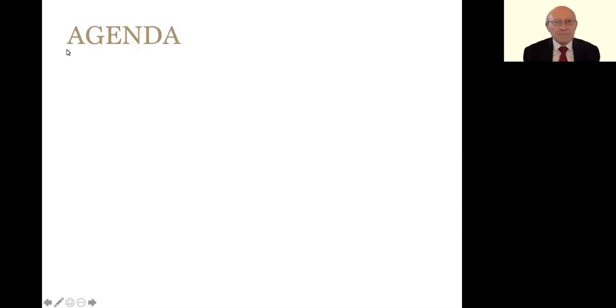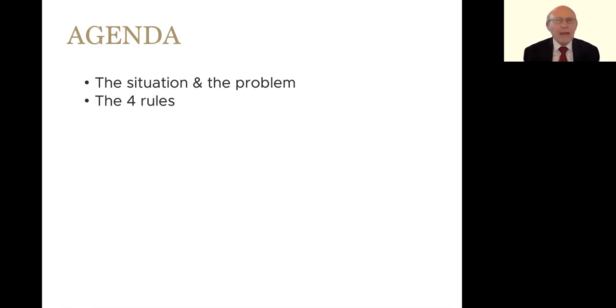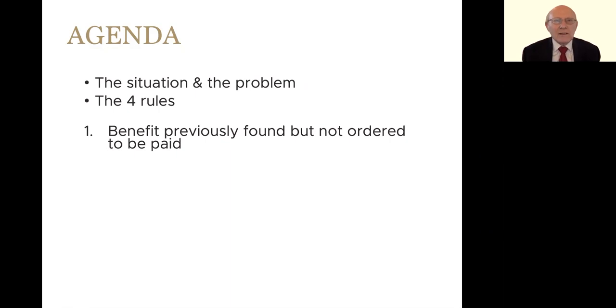So the agenda. First of all, we're going to describe the situation and the problem. Then what I've called the 4 rules to guide us through how we deal with this problem. One, benefit previously found in previous confiscation proceedings, but not previously ordered to be paid. How do we deal with that?